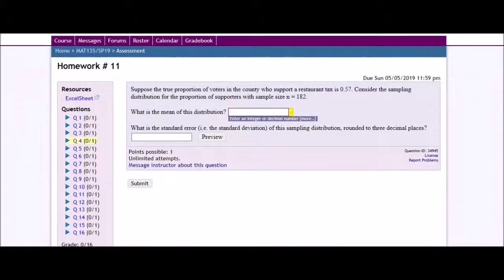Let me enter those values in there. I know that 0.57 is the mean and the standard deviation is the number we computed.